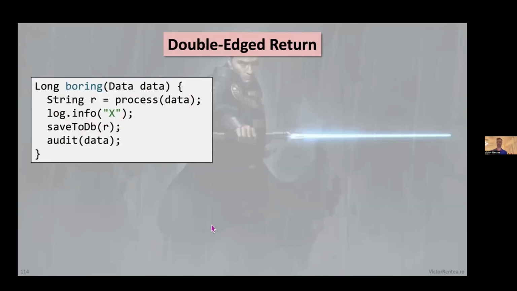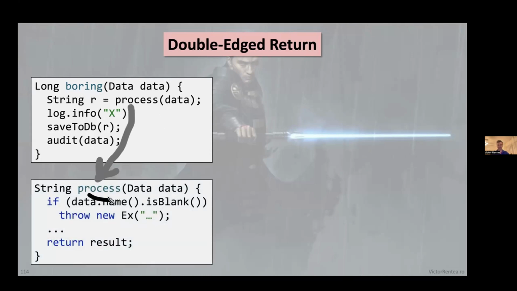Double-edged return. This is fun. It's both fun and dramatic. I'm going to explain. First of all, imagine a method which is very boring, which calls a method process, which is again boring, like this. And the method process, if the data name is blank, throws an exception.